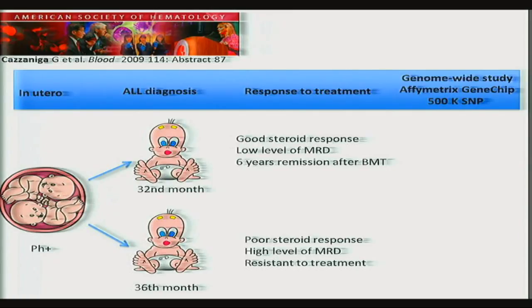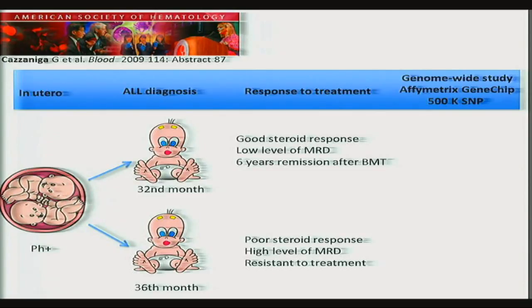But unfortunately, one of these guys first had a very good response to treatment, even to steroid, the first type, very low MRD level, and he's still in remission. I have contact with Gianni Casaniga because we are in collaboration right now to look for other lesions that can be targetable in pediatric ALL. But another child, completely the same, looking at the constitutive genomics, had poor steroid response, high level MRD, and was resistant to treatment, and this guy died, unfortunately.